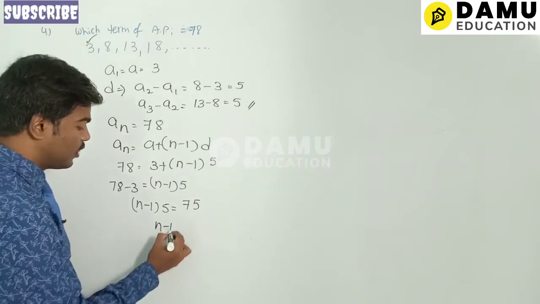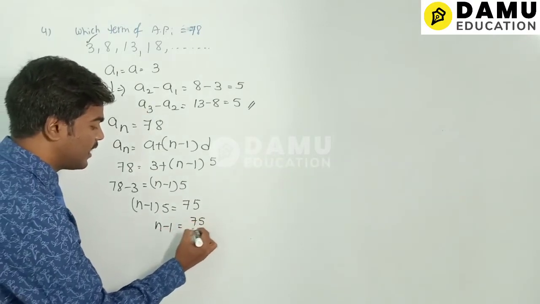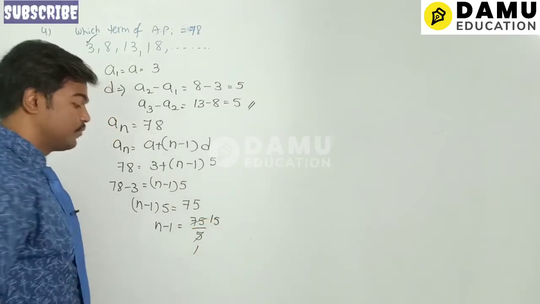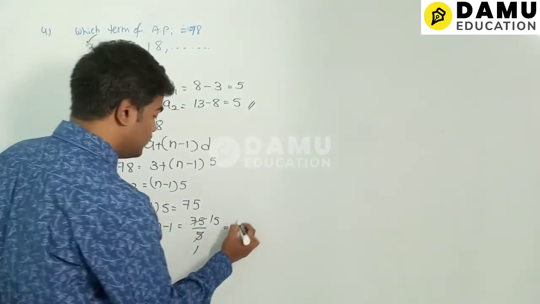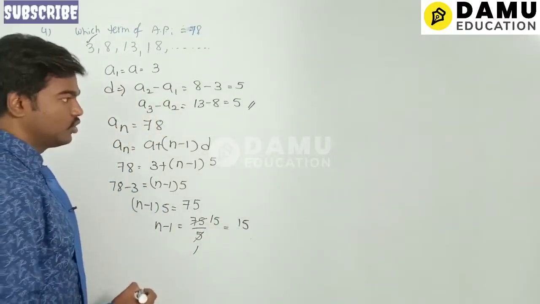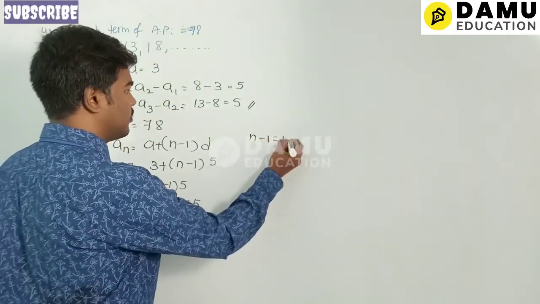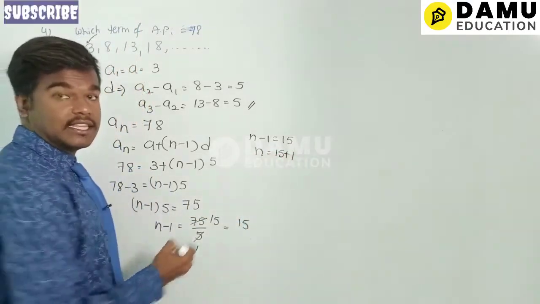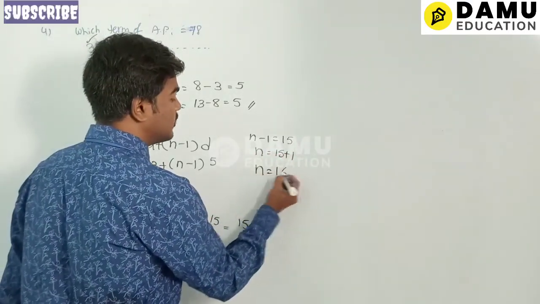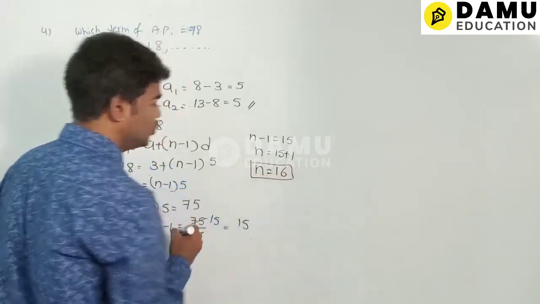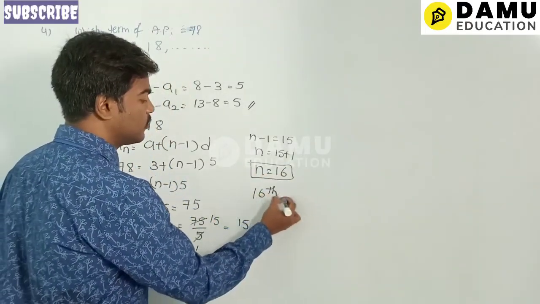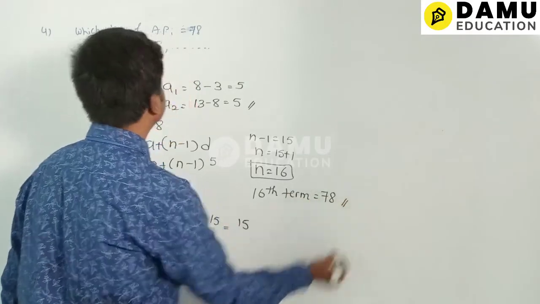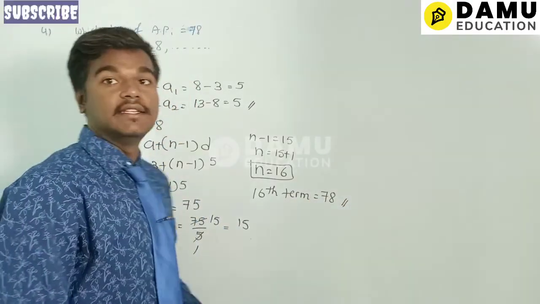So n minus 1 will be equal to 75 by 5. 5 ones are 5, 5 threes are 15, so 15. Then what is the value here? n minus 1 will be equal to 15. Then n will be equal to 15 plus 1. So the nth term will be equal to 16. So the 16th term, what can you write? The 16th term will be equal to 78. So this is the way to find the solution.